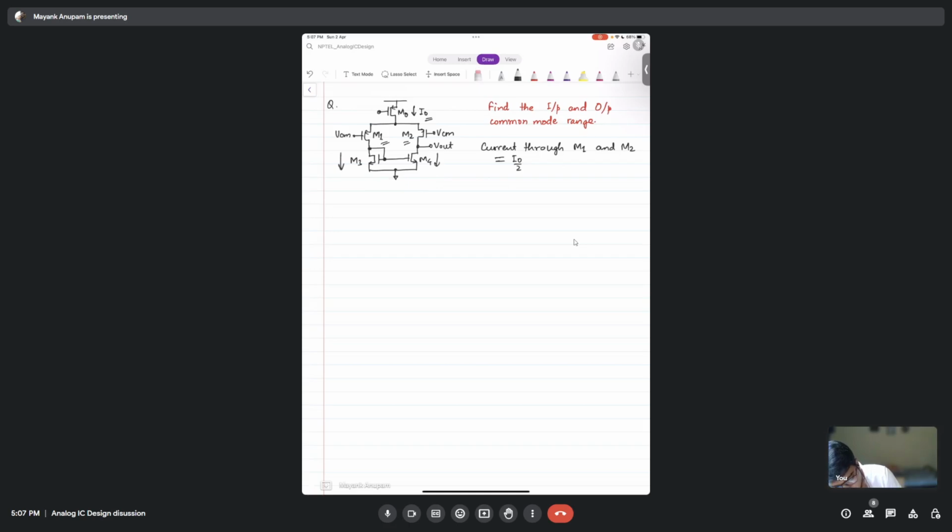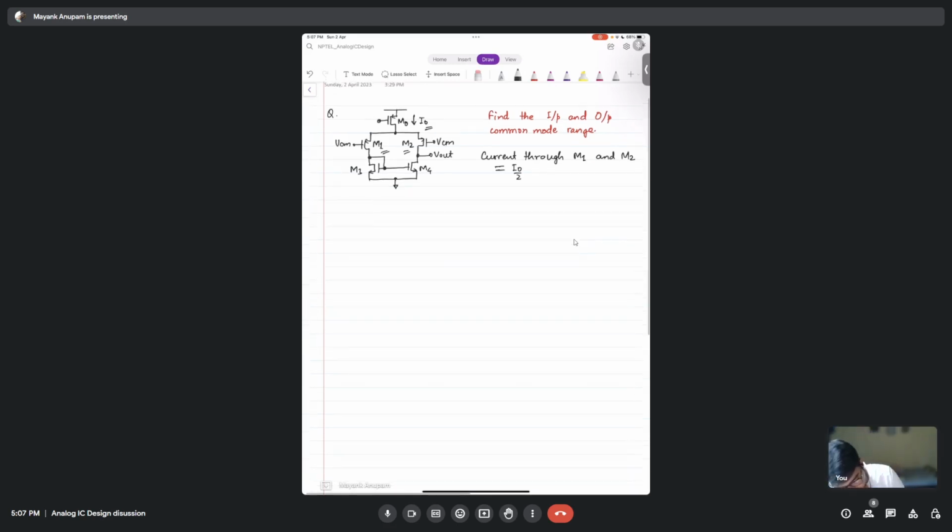Do you know what a current mirror is? Yes, sir, I just want to recall. Correct. So the purpose of a current mirror is this. Let me help you recall. So this is a current mirror.